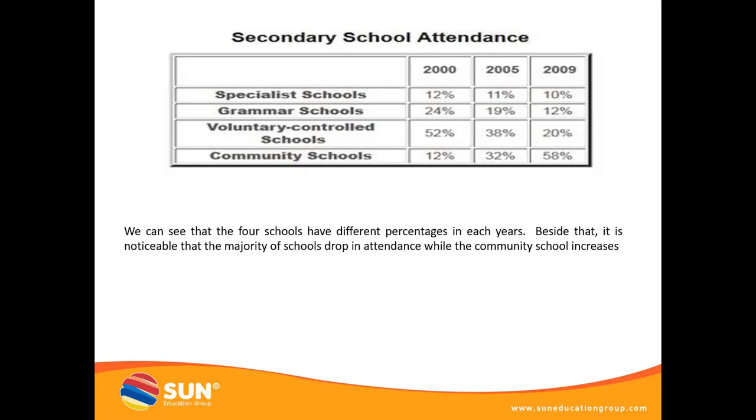If you notice, of all four schools, only the community schools gain an increase: 12, 32, 58. While the others, you can see, drop: 12, 11, 10; 24, 19, 12; 52, 38, 20. So start with something general and then specific. In general, these four schools have different percentages each year. More specific, of all four schools, one rises, and the other three, the majority, we call it majority because it's three out of four, drop.